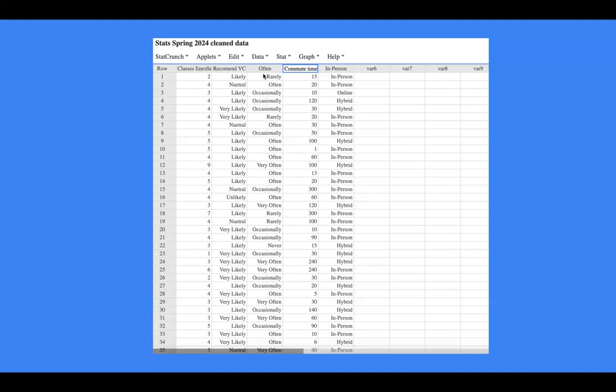This one was kind of hard because we had rarely, which you don't really know what rarely means to some people. And then we had our commute time on here, which was all in minutes, as you can see. And then we had our preferred course style, whether it was in person, online, or hybrid.